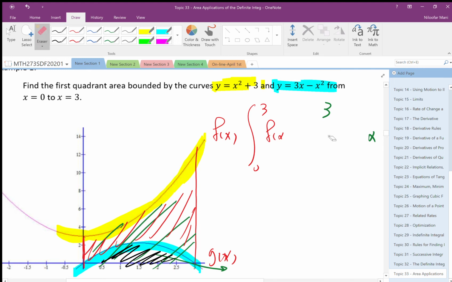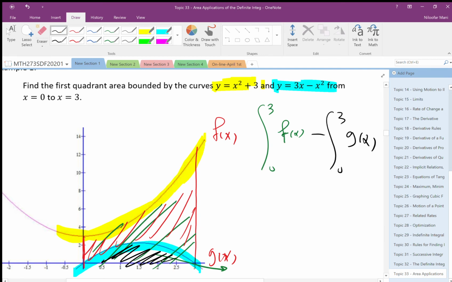So I can write it with its own color. Here I can do the integral from 0 to 3 of f(x), which is everything, minus the integral from 0 to 3 of g(x). And then it gives me the red part, because I do everything, which is the green one from here to here, all of them, minus this part. Then it gives me the red part. So that's why when I say bounded between two functions, I have to do f minus g.